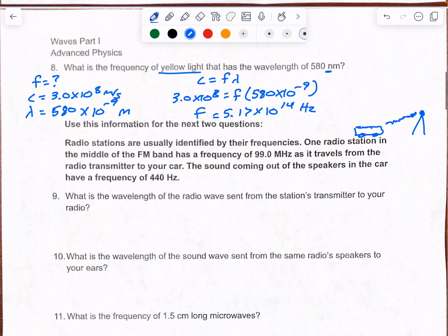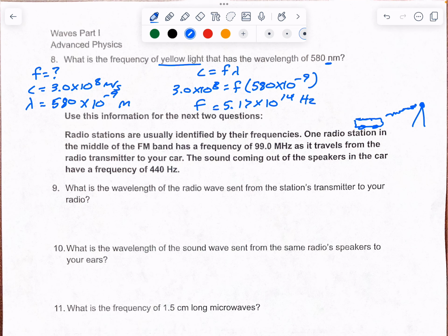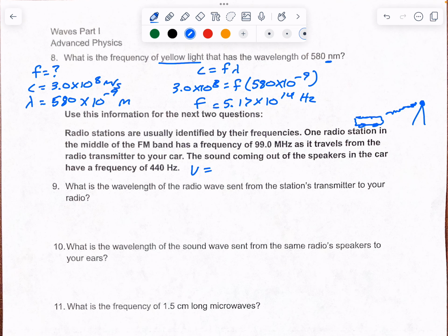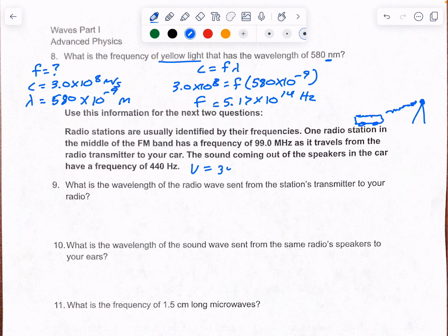Okay, so now one thing we kind of left off on here is we're talking about sound, and we'll give you this in the problems. You don't have to memorize this. The velocity of sound is 340 meters per second. Okay, so if you're dealing with sound, we're going to use that velocity. If I'm dealing with like a radio signal, which is electromagnetic, I'm probably not going to use that velocity. I'd rather use the speed of light.